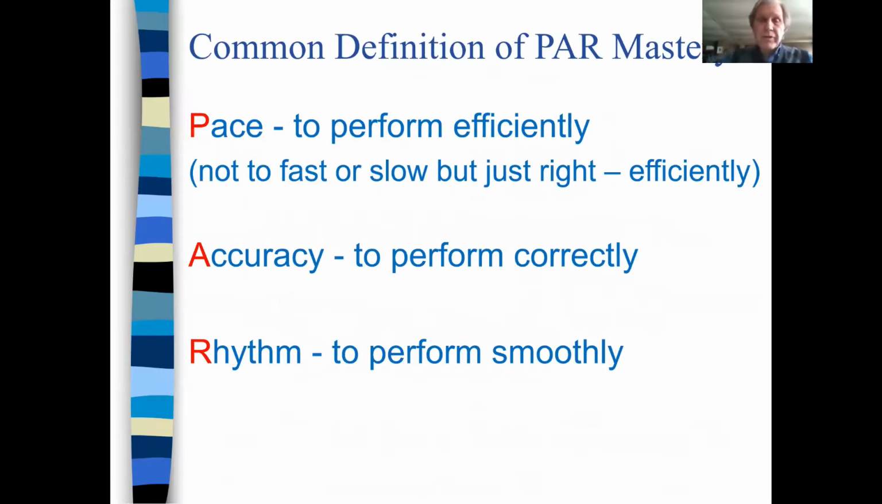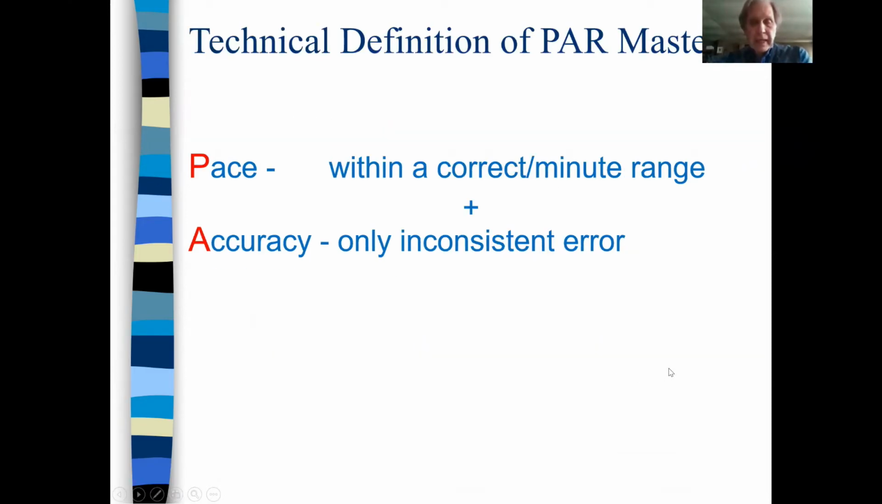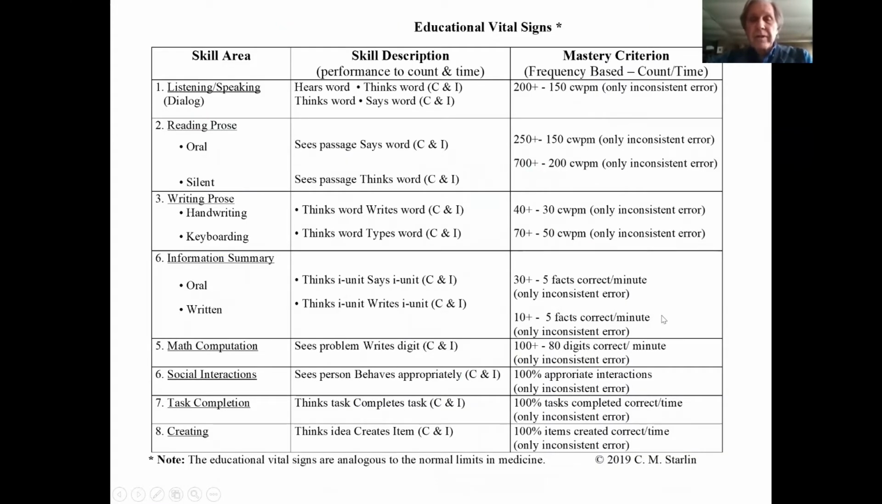rhythm. So here's a common definition for those elements. So pace is to perform efficiently, not too fast or slow, but just right, so efficiently. Accuracy to perform correctly, and rhythm to perform smoothly. So the technical definition is pace is within a correct per minute range. Accuracy relates to only inconsistent error. Here's a summary of what we call educational vital signs. It shows some of the more critical areas that we use to define mastery.